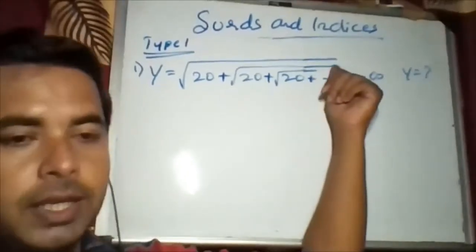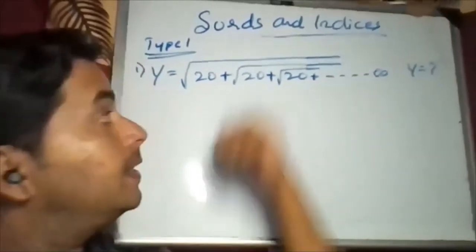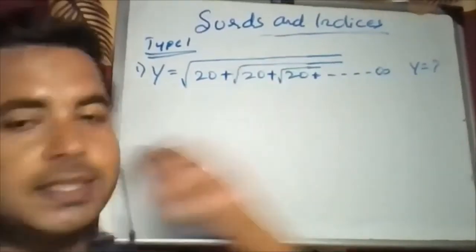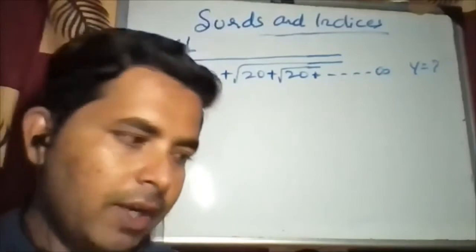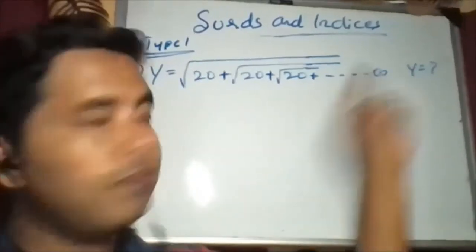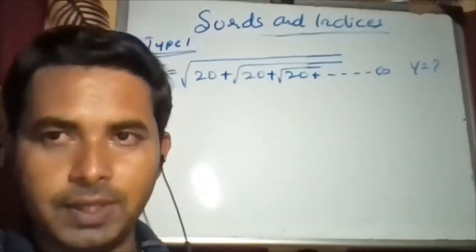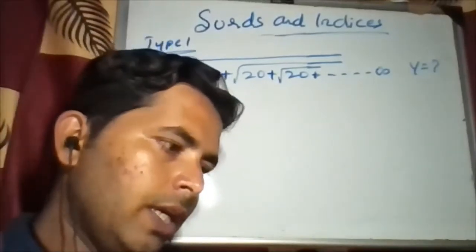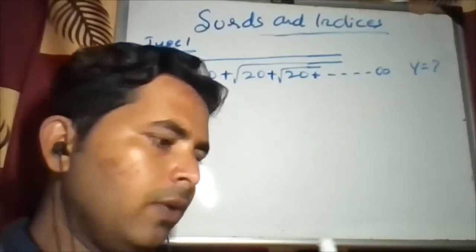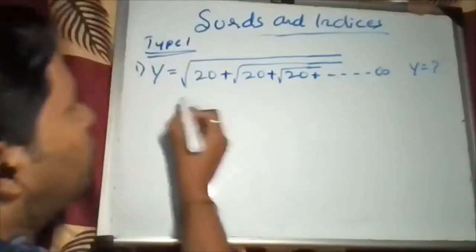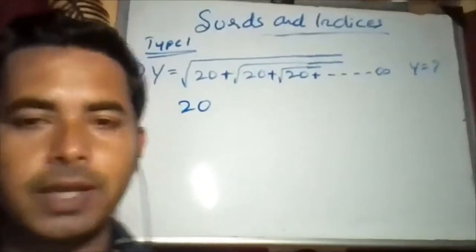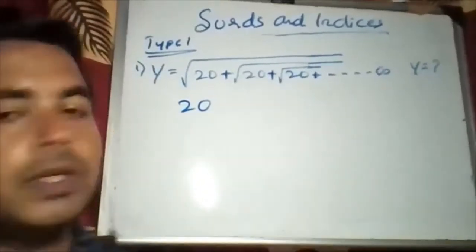It is stopped here in between only. So here in this question they have given up to infinity, meaning this equation is extended up to infinite time. So if they have given an infinite value, you have to consider just 20. If they have given an infinite value, just consider the given question.